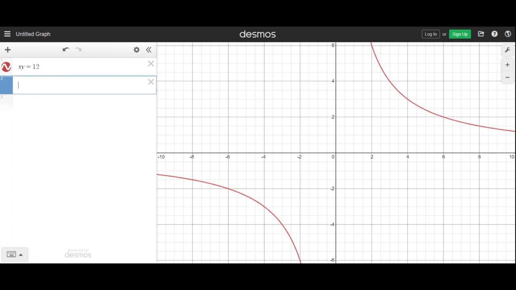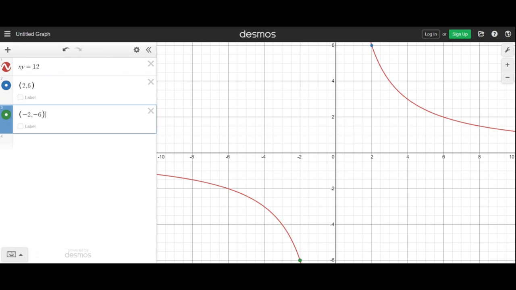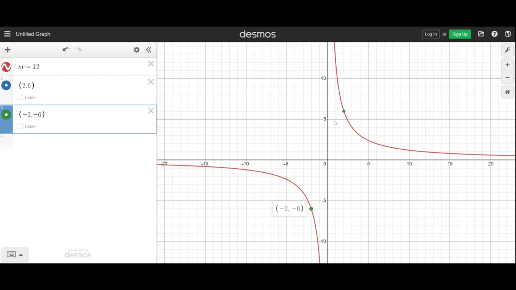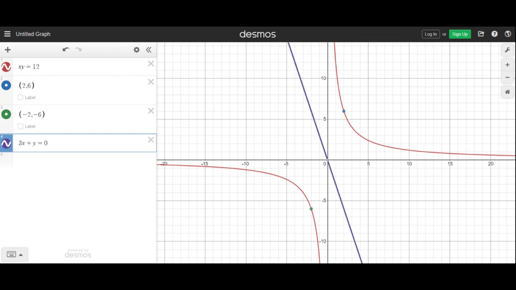Right, the 2 points that we found were 2, 6, and negative 2, negative 6. And so you can see those. I'm going to zoom out so they show up a little better. Okay, so there's our 2 points that we found. Those are definitely on the hyperbola. And then the line that we were trying to be parallel to was 3x plus y equals 0. So there's that line. And you can see in this case, if you were to slide that line over and keep it parallel, keep it to have the same slope, it would actually pass through those points and be tangent to the curve.